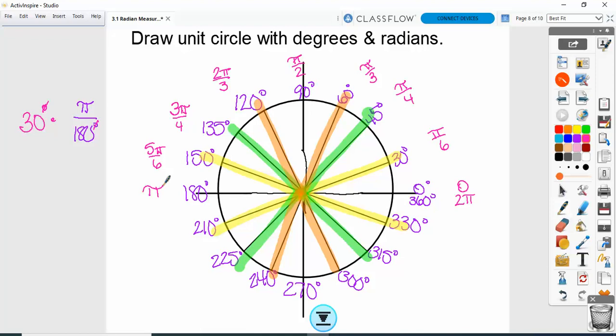So, once you girls do 210, you girls do 225, do 240 at this table, you three do 270, do 300, 315, 330.